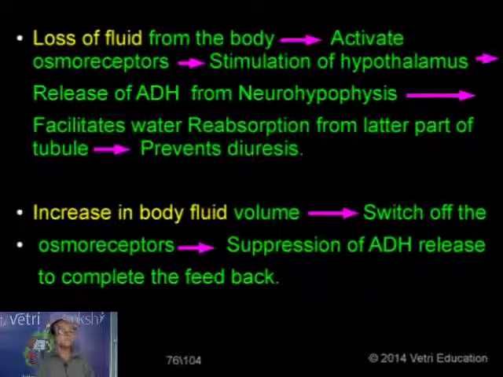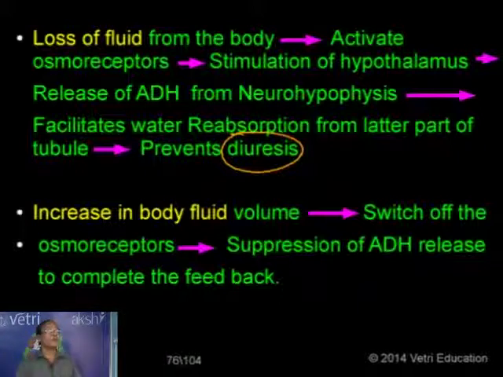Once ADH is released, it facilitates the reabsorption of water from the collecting tubule, with more and more water being reabsorbed, preventing diuresis. So what is diuresis? Elimination of a large volume of diluted urine. The elimination of a large volume of diluted urine is prevented by this hormone. Hence, as it has an antidiuretic effect, the hormone is called ADH. Diuresis is the elimination of a large volume of diluted urine. Antidiuresis is the elimination of concentrated, scanty urine. This is the mechanism when you have a loss of fluid.